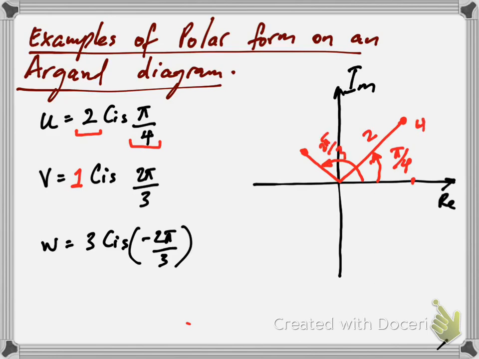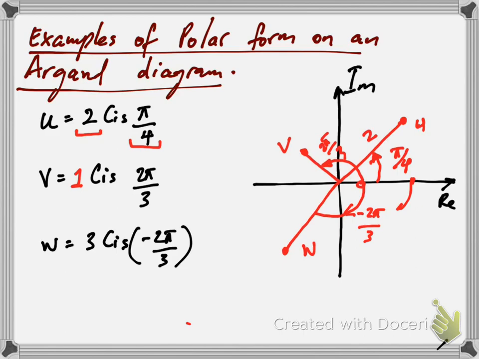So this is u, this is v, and an angle which is negative starts from there but goes in the opposite direction, which is clockwise. So 3 is your value, and negative 2 pi over 3 would be negative 120 degrees, so 90 and a bit more, and that will be your w, which is starting from there. And that's how you represent polar form of a complex number on an Argand diagram.